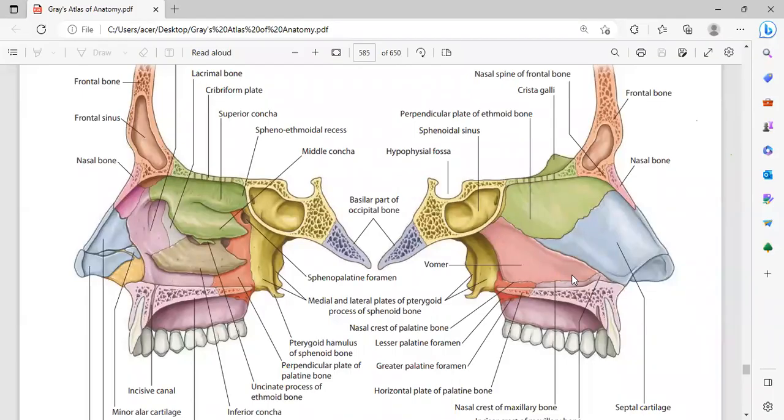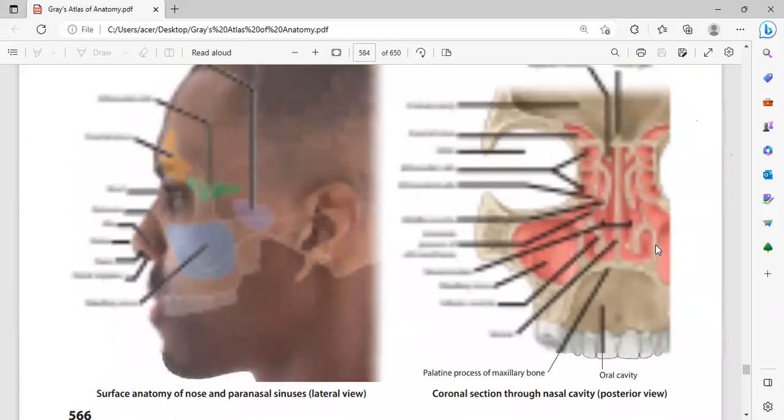And then this is the vomer. So the vomer attaches here to the maxilla and to the palatine bone, and at the back it will attach to the body of the sphenoid, right? So at the back it's formed by bone, the perpendicular plate of the ethmoid bone and the vomer. In front it's formed by this septal cartilage. Remember we talked about the septal cartilage here?